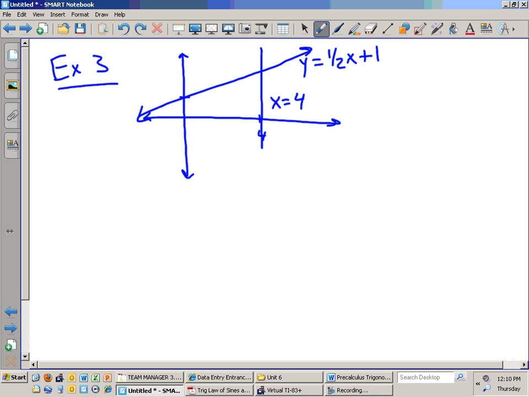So this area right here, never mind the other quadrants. Never mind back here. Just going to focus on this space here.